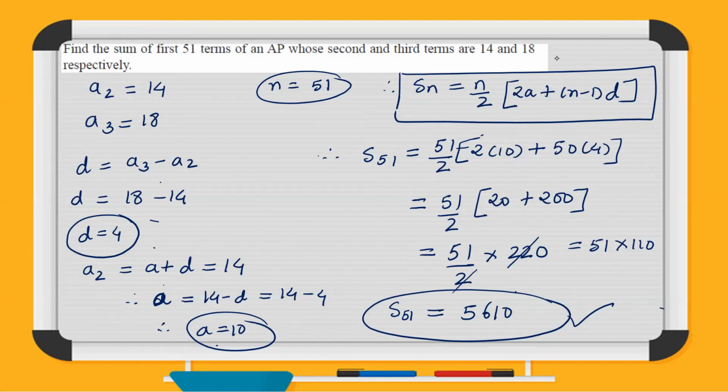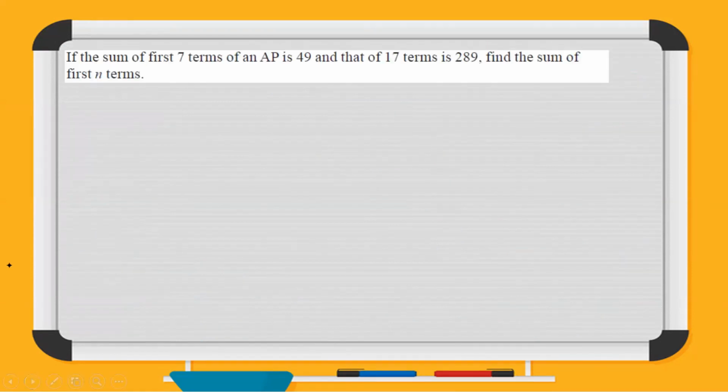All right. Proceeding, the next question we have: if the sum of first 7 terms of an AP is 49 and that of 17 terms is 289, find the sum of first n terms. See now, Sn of both is given, that is S7 and S17. So if I just simply put in the formula, let's say S7 is equal to 7, the sum of first 7 terms, and 17 terms.